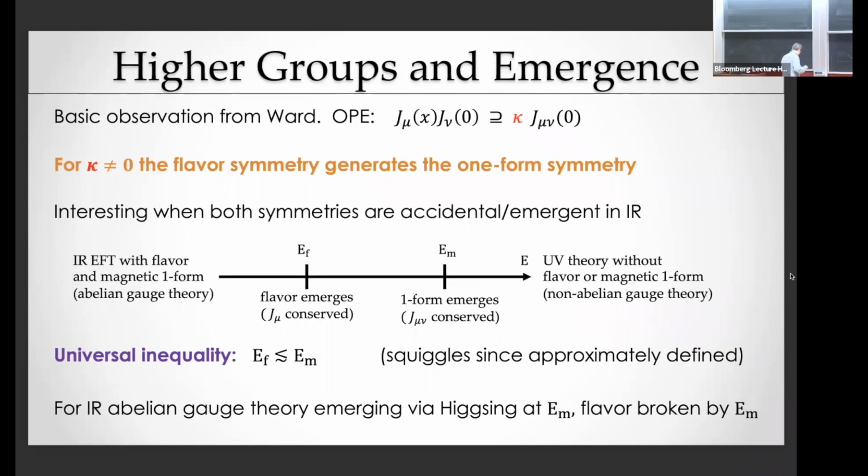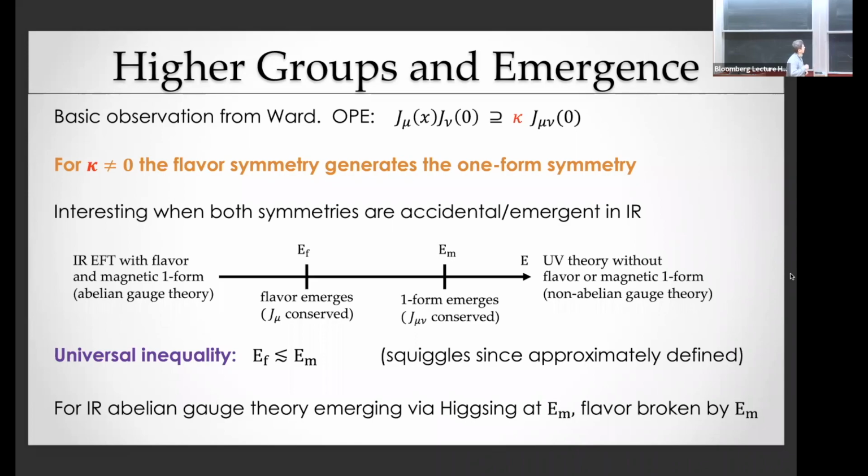Okay, so I've told you the structure, but what can you do with it? Well, there are some interesting things that you can do with it if you're thinking about patterns of symmetry emergence along RG flows. That's one of the applications. So the basic observation that you should take from that Ward identity is not any of the details, but just this essential fact that the collision of two ordinary currents can make the one-form current with a quantized coefficient kappa. So the fact that it can make it is scale invariant because kappa is quantized.